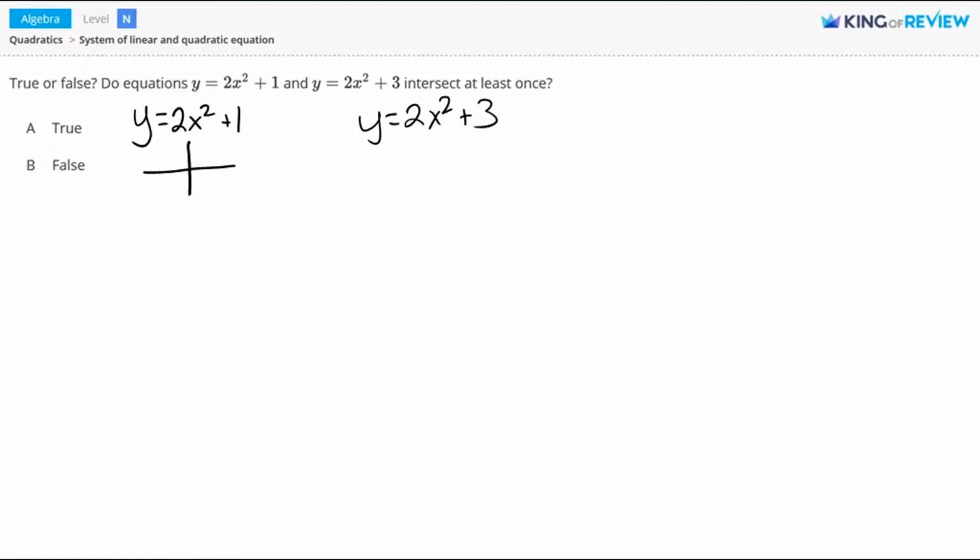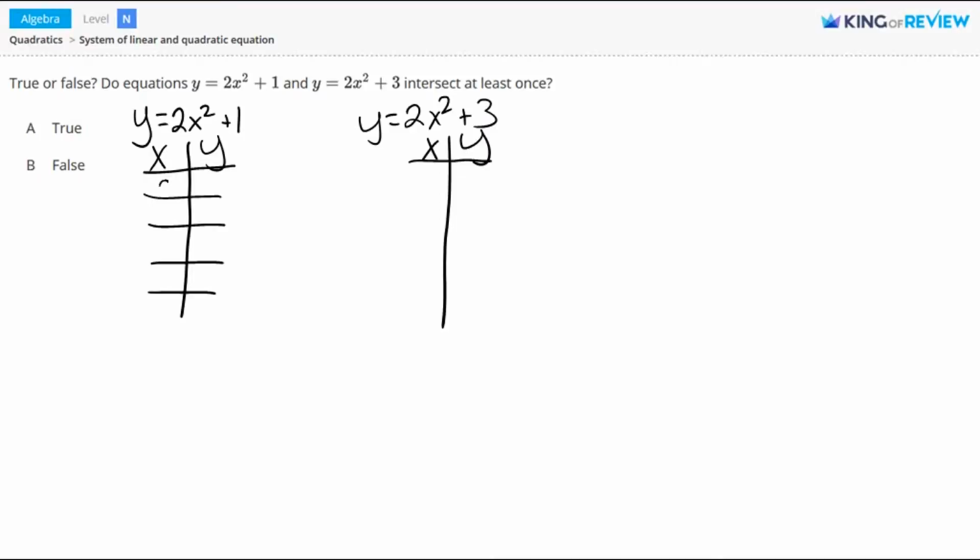Let's make a table of values for each of these equations. You can also graph these on your graphing calculator to visually see where they intersect. I'm going to graph by hand. So I want to choose some x values. It doesn't matter which x values you choose. I'm going to choose 0, 1, 2, -1, and -2.